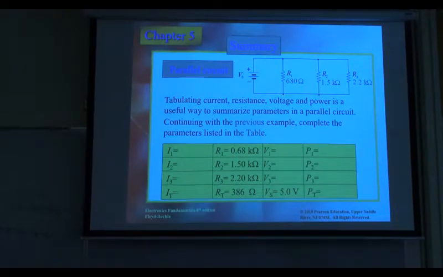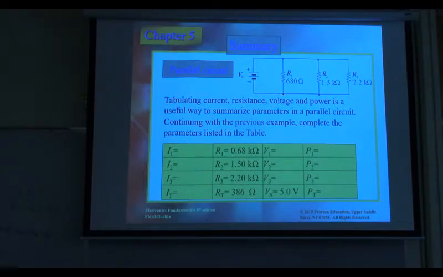What's next? Current. How are you going to calculate current? V over R. V over R, that's the Ohm's law, right? That's very simple. So V1 over R1 equals I1. Can we fill I1 equals I2 equals I3? All these together? No. They are not the same. That is only valid for series circuit. This is a parallel circuit. So for I2, we need to use V2 over R2. I3 equals V3 over R3.